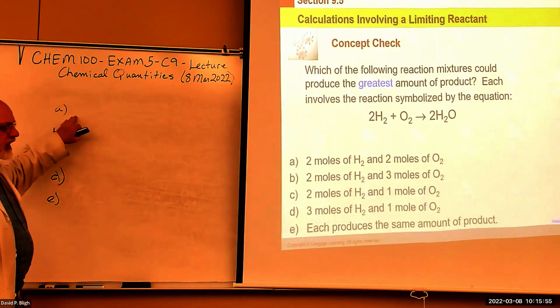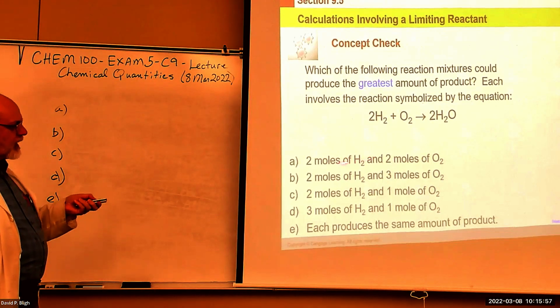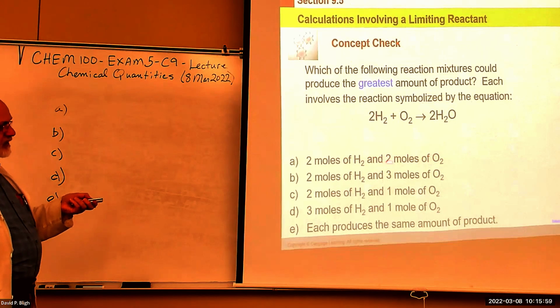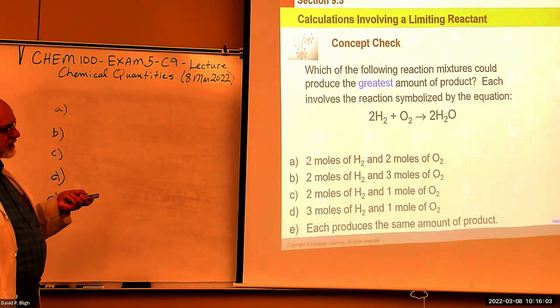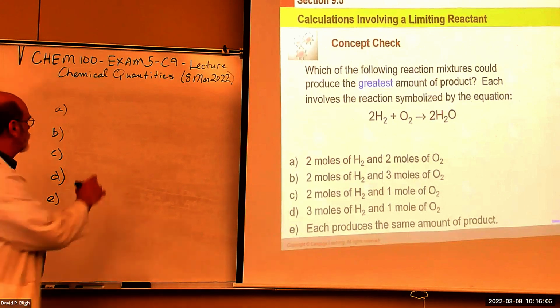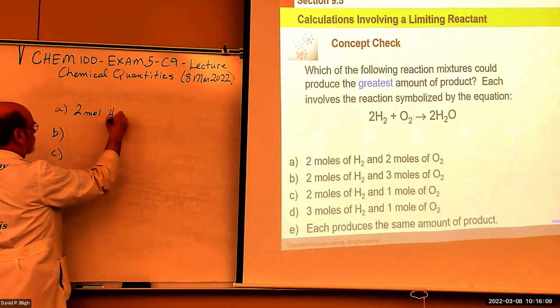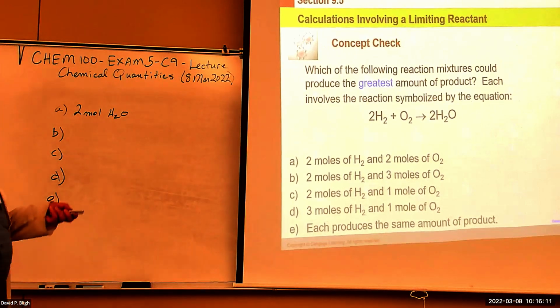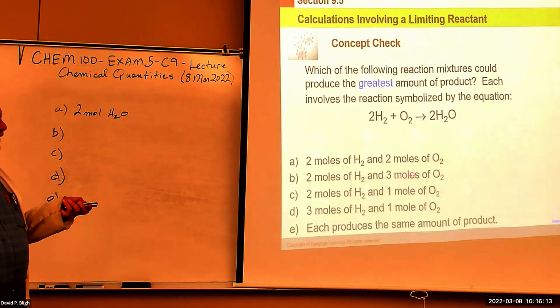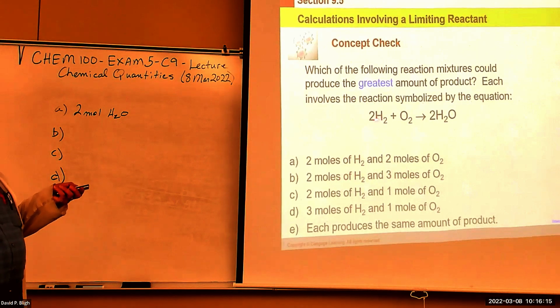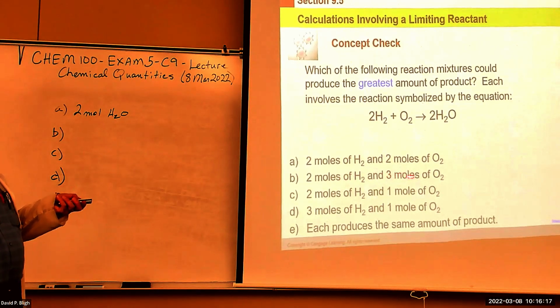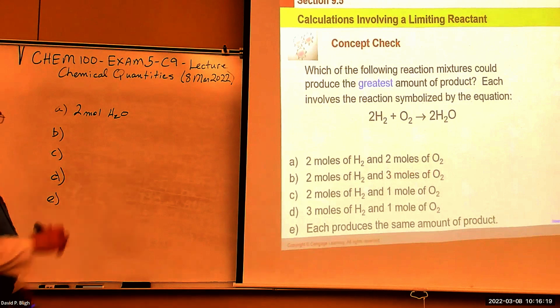Okay, how much product would A produce? 2 moles of hydrogen. Oxygen is excess, right? We only need 1 mole. Right? So 2 moles of hydrogen means 2 moles of water. How about B? 2 moles of hydrogen and 3 moles of oxygen. Well, you still got excess oxygen, don't you? So it's the same amount.